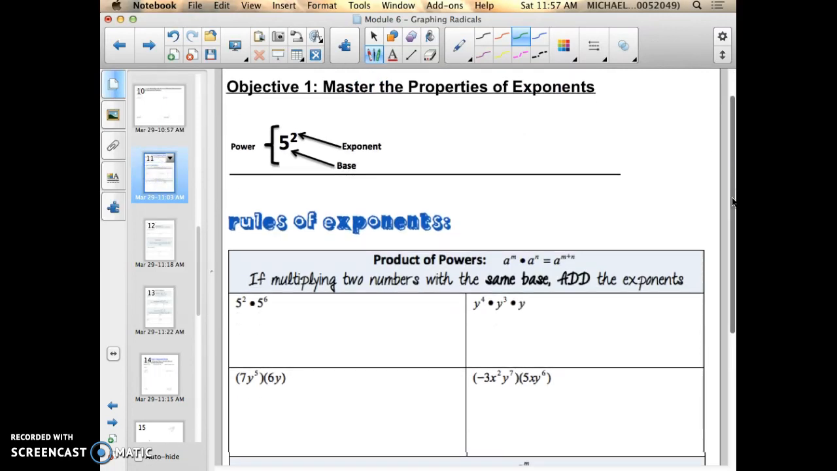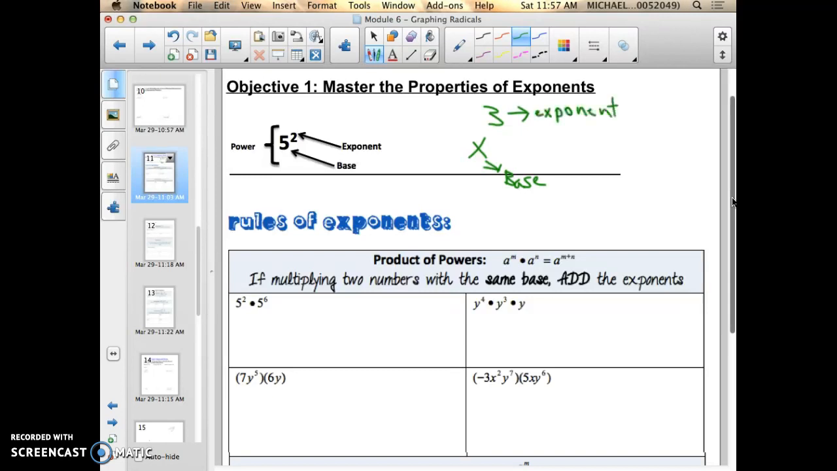So to begin Objective 1, I just want to reiterate the two terms or vocabulary you're going to hear in this, a base and an exponent. So they've given you the example 5 squared. 5 is considered the base because it's the lower component, and then the exponent is the higher component, or the power of 2. So another example, x cubed, x would be the base, and the power of 3 would be the exponent, all right?